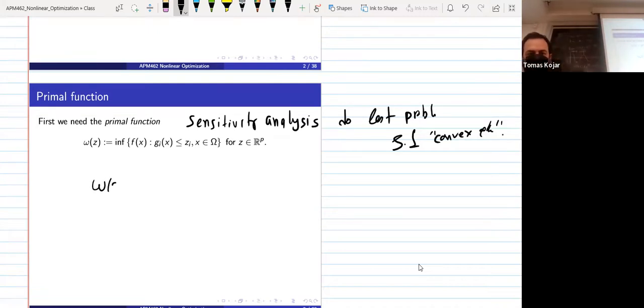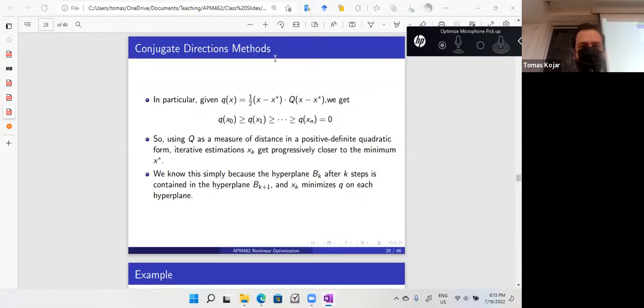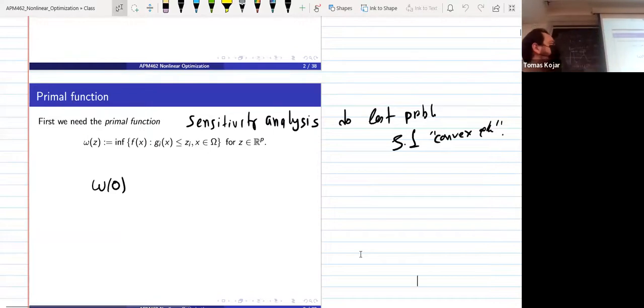And can anyone tell me what happens at omega 0? What do you get? What happens when z is 0? Yeah, I don't know. What happens when you put z equals 0? I mean, I could talk to the wall, I don't mind, but I think it's nicer when people participate. So what happens when I put z equals 0?